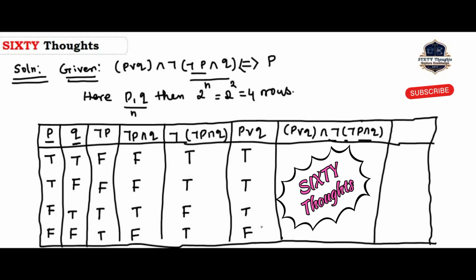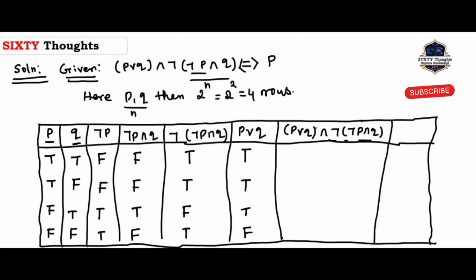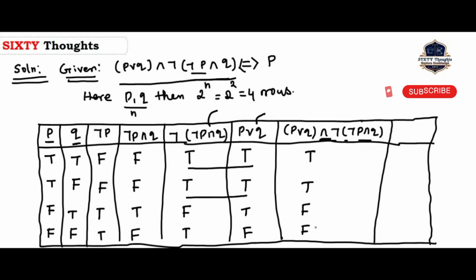Coming to the next term, this is called the left hand side value of the given equation. So P or Q is your first term and this is your second term, by using the disjunction of the conjunction operator. What is conjunction? Both statements are true. Here both are true, so true. Otherwise it is false. Here one statement is true, so false.